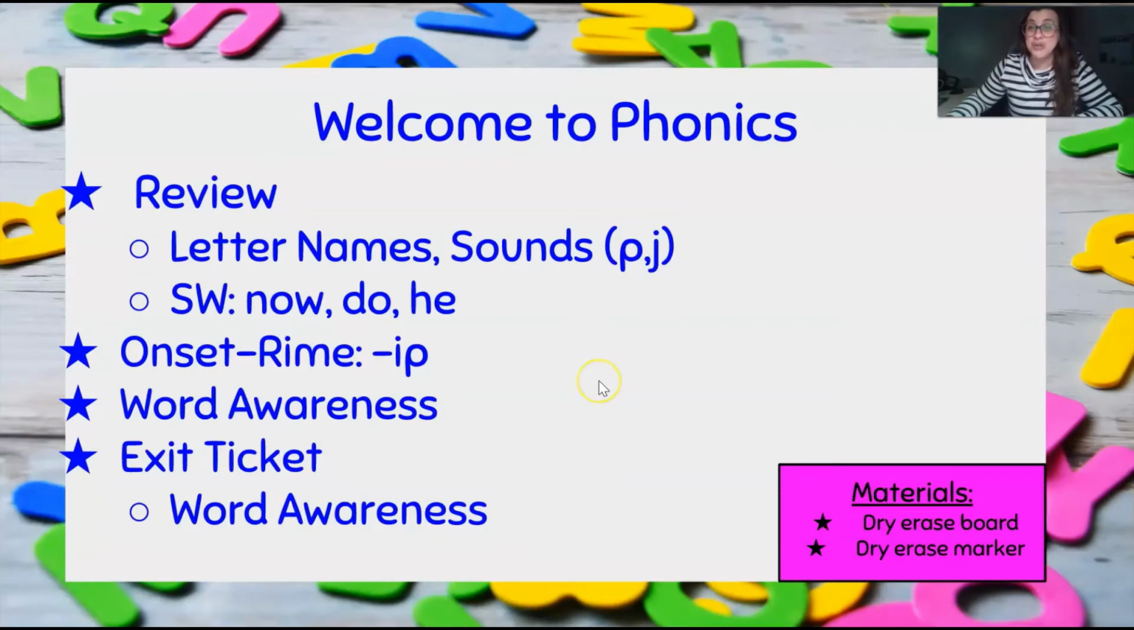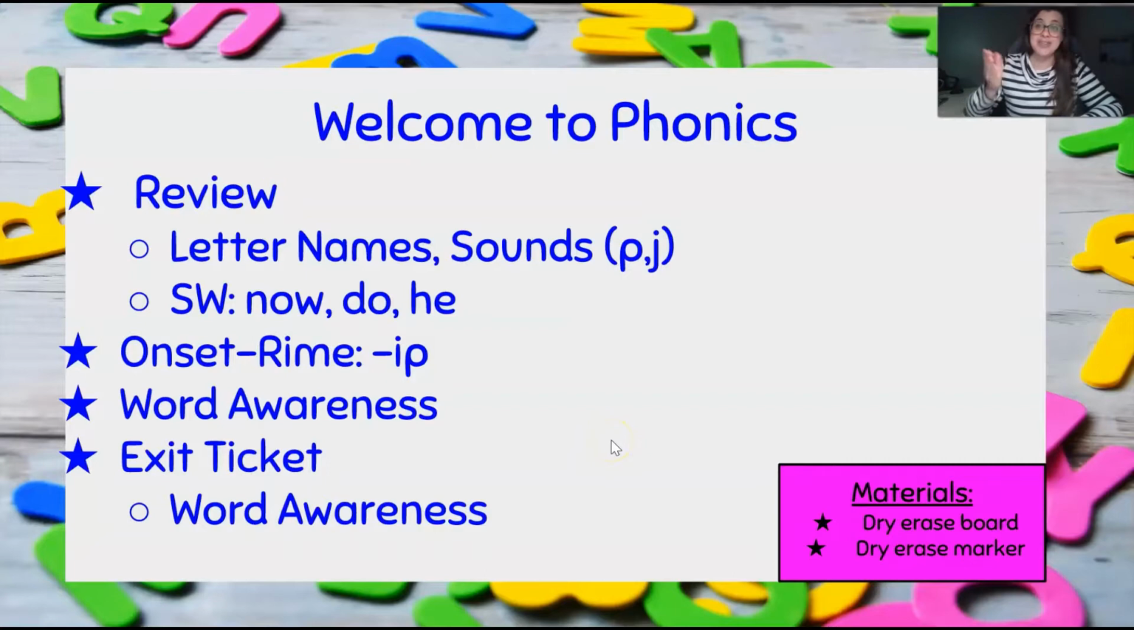Today we're going to continue to do some review with those letters P and J, as well as our sight words now, do, and he. We're going to look at the onset and rhyme of IP, the rhyme of IP. The word family IP is IP. We're also going to do some word awareness with sentences, and your exit ticket is all about word awareness.